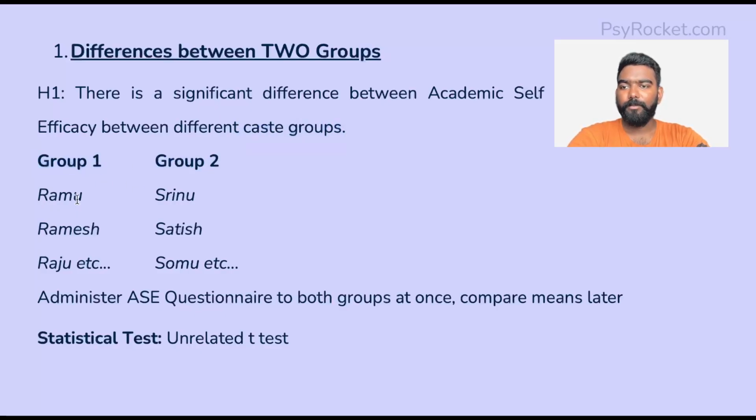Okay. In group 1 there are different people, in group 2 there are different people. This is independent sample design. Now what you will do is administer the academic self-efficacy questionnaire to both groups at once and you will compare their means later. In this case, what is the appropriate statistical test to use? It is the unrelated t-test, because see, in group 1 there are different people, in group 2 there are different people.